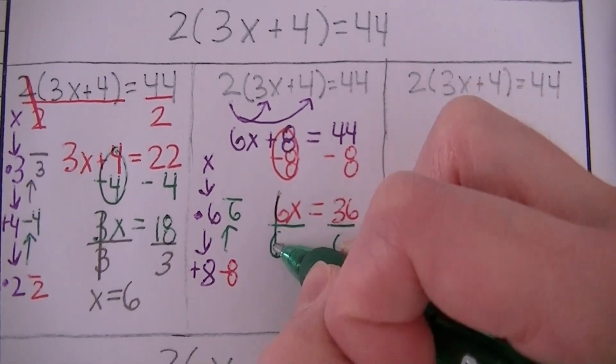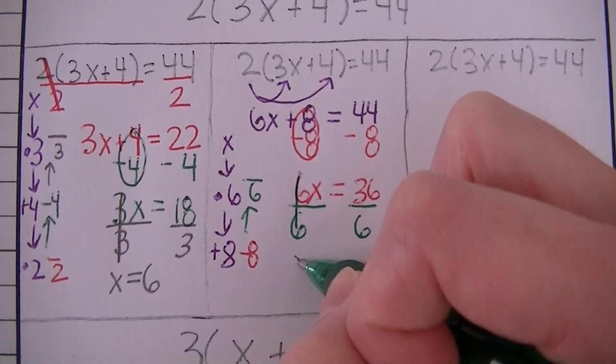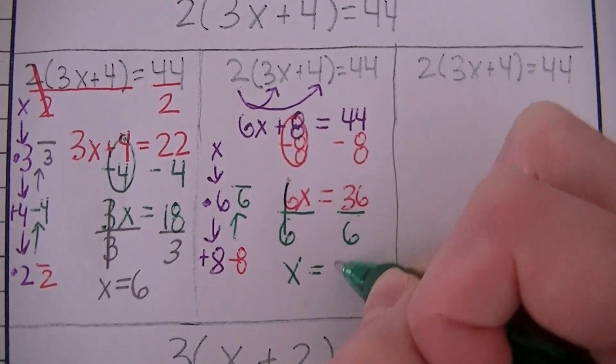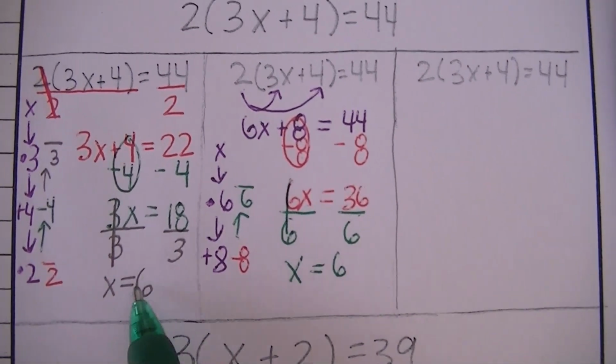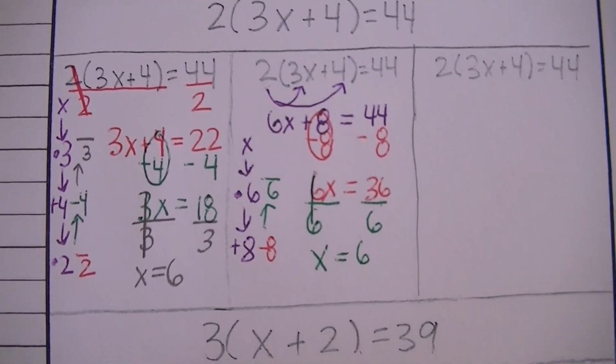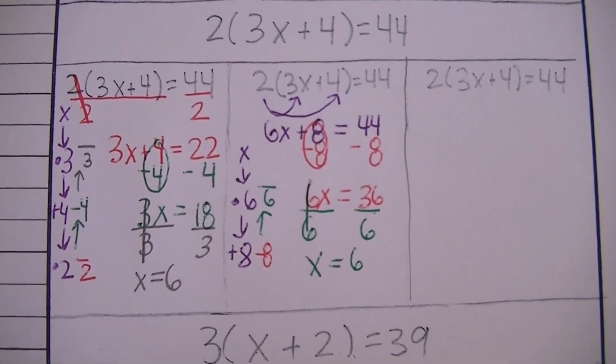6 divided by 6 is 1. 1 times x is 1x. And that's going to equal, 36 divided by 6 is 6. Okay, you'll see we have the exact same answer right there, and 2 different ways to do it. There's also a third way to do it.